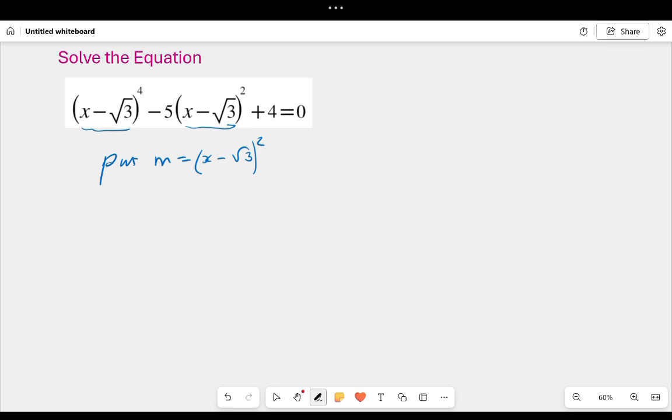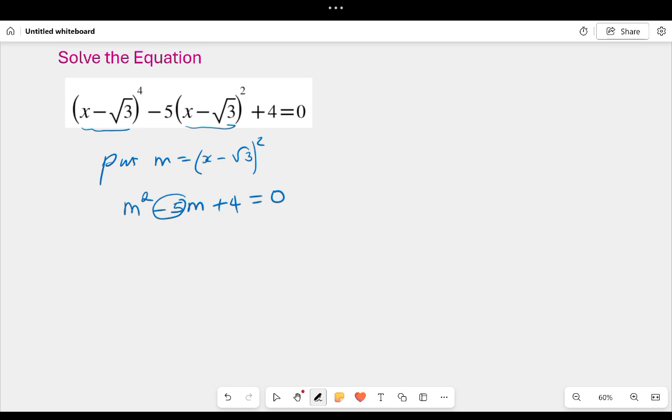Okay, now rewriting the equation in terms of m, instead of x minus the square root of 3 to the power 4, it is going to be m squared, then minus 5. Now instead of x minus the square root of 3 squared, it is just going to be m, then plus 4 is equal to 0. Clearly, now we are able to visualize this. We see clearly that this is a quadratic equation.